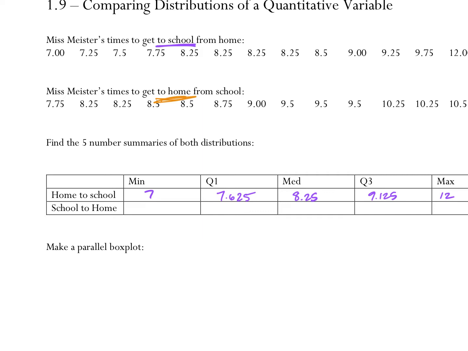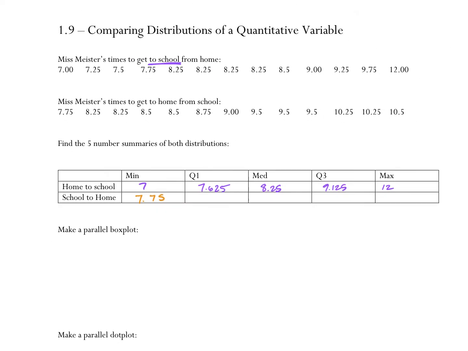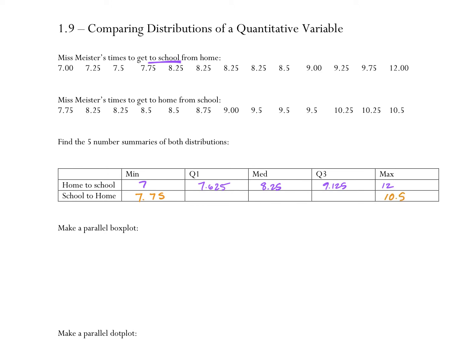All right, so knowing that, can we find that 5-number summary? What's the minimum? The maximum? 10.5. There's 13 of them, guys, so where's the median? It'd be the 7th one, so 9. Remember that Q1 is just the median of those first 6, which is halfway between 8.25 and 8.5. So 8.375.